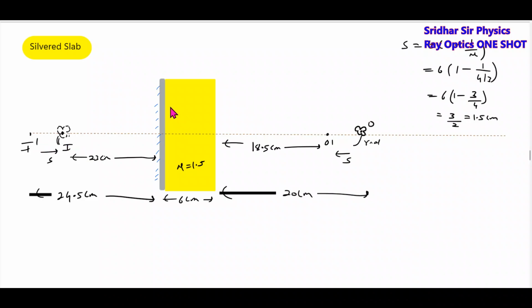But after reflection, the rays again have to travel through the slab. So again the shift will be produced. So the final image will be at 23 centimeter from the silver surface. Small idea, try to remember.